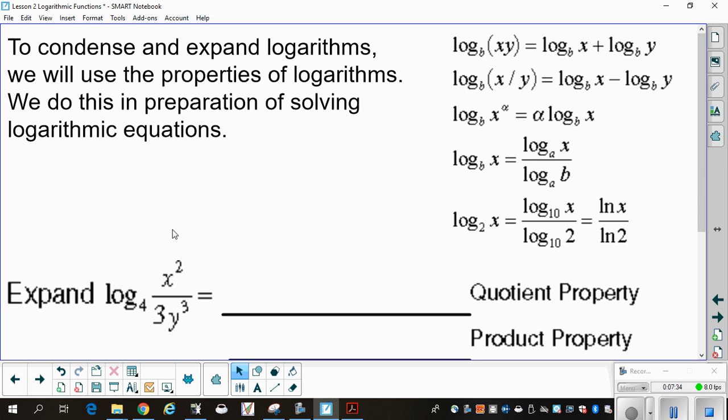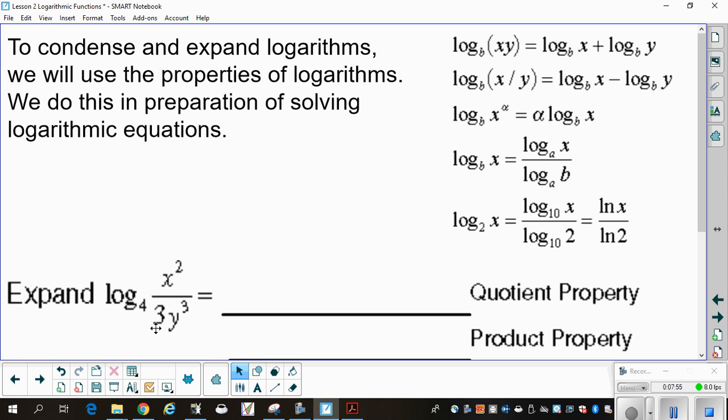There are times when you want to expand or contract in order to solve. Those previous 5 examples were expanding so we could solve. There are also times where we want to condense, but you've got to be able to go both ways. So here to the right are your rules, your logarithmic laws.